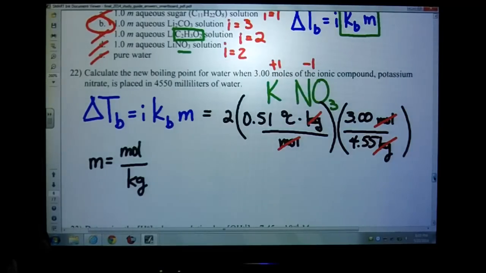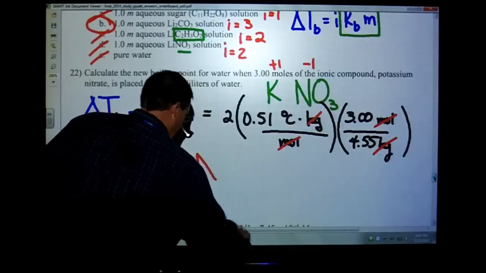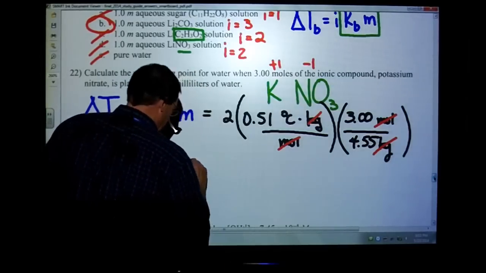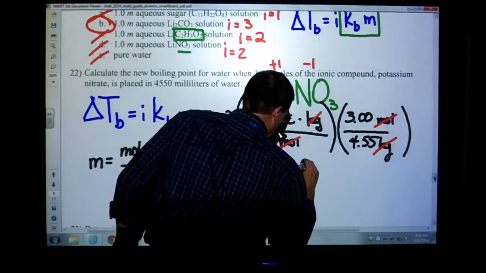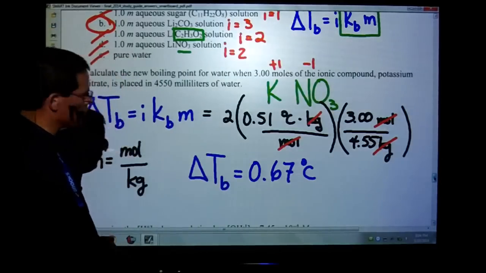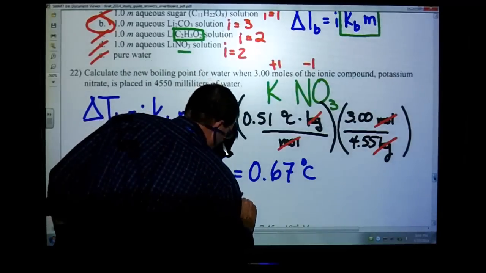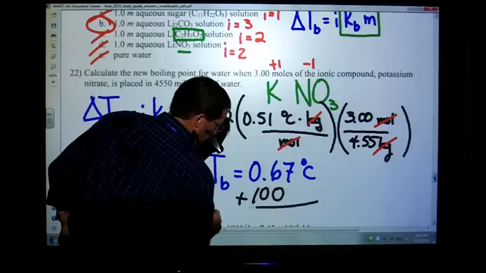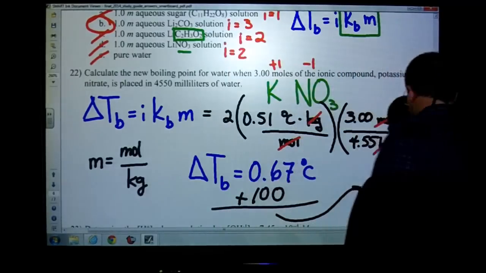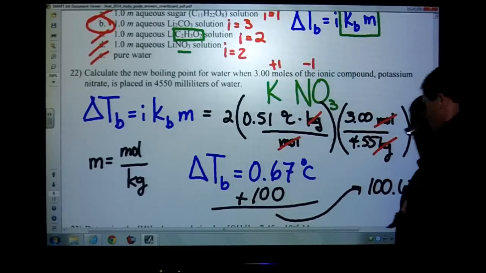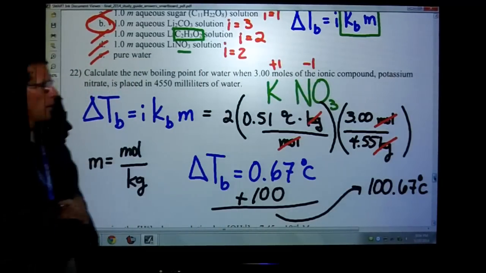That gives me a value of 0.67. So my delta T sub B is equal to 0.67 degrees Celsius. Not a big change, but it's enough to change it. So that's my change. If I want to find out what my new temperature is, then I would add that value to 100 and get a new temperature, which is 100.67. And you just did that not too recently, so pretty straightforward. We like that.